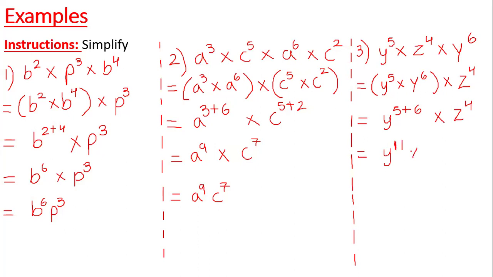Multiplied by z to the power of 4. This is going to be equal to y to the power of 11 and z to the power of 4. All right, question, do you all understand how I got my final answer? Yes, sir.